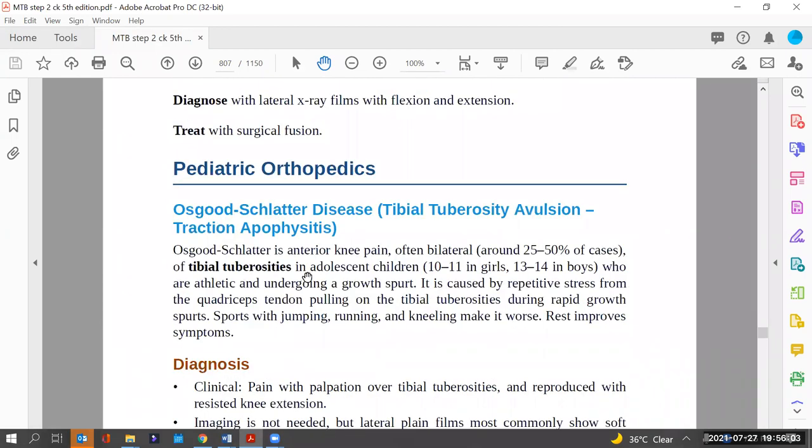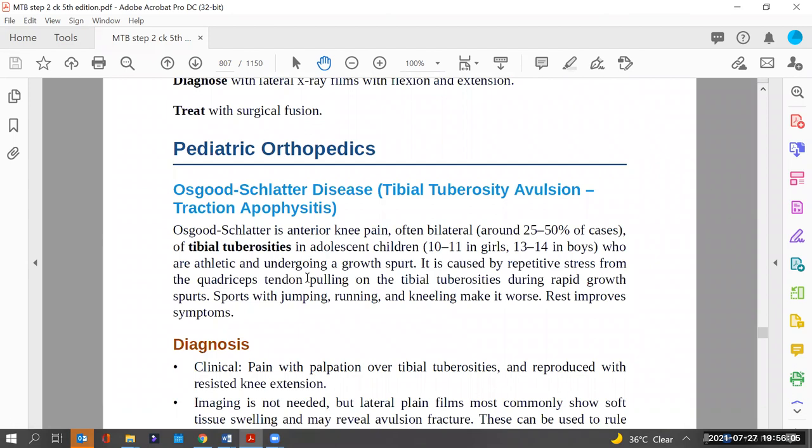Okay, here. This Osgood-Schlatter disease we are going to cover in this pediatric section. Why? Because most of the time the children having this are between 10 to 14 years of age. If you are considering girls, they have mentioned 10 to 11 years; if you are considering boys, 13 to 14 years. So these are adolescent children, and most of the time we have seen this disease in these patients.